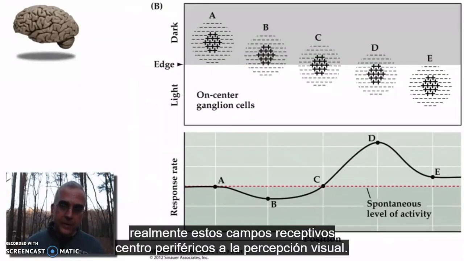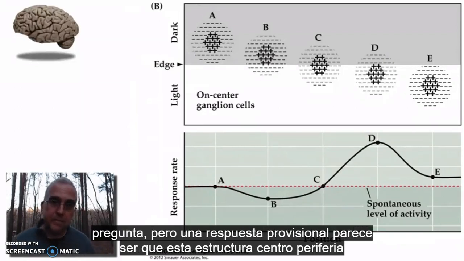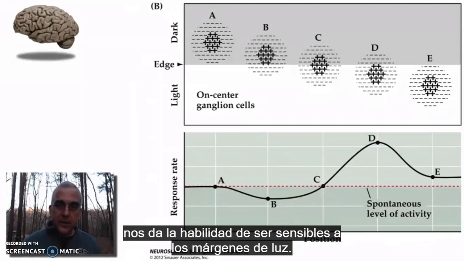How do these center-surround receptive fields really contribute to visual perception? Well, there's still a lot of work addressing the possible answers to that question, but one provisional answer seems to be that this center-surround structure gives us the ability to be sensitive to edges of light.